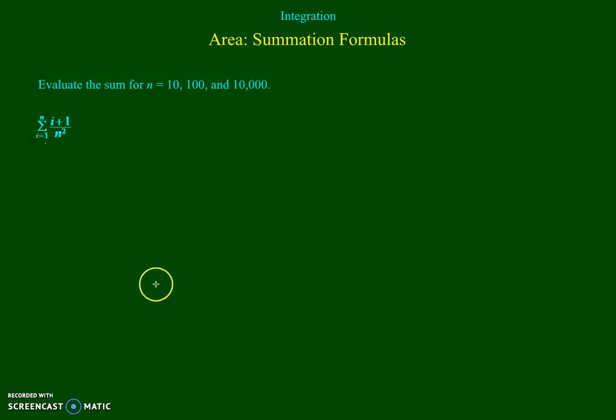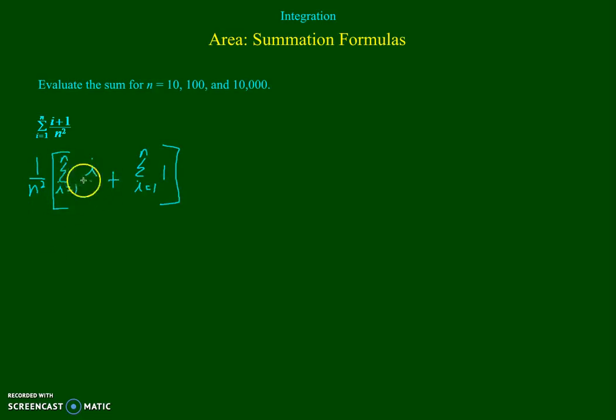So let's begin by rewriting this as 1 over n squared times the sum for i equals 1 to n of i, and I'm going to separate this into two separate sums. You don't need to do this. I'm going to do this just for the sake of clarity. So plus the sum for i equals 1 to n of 1. And this whole thing is being multiplied by 1 over n squared.